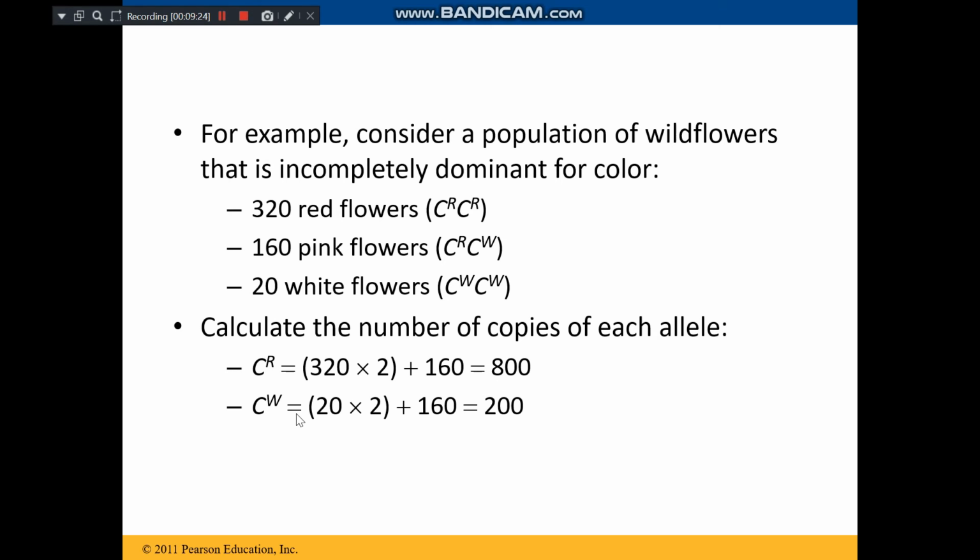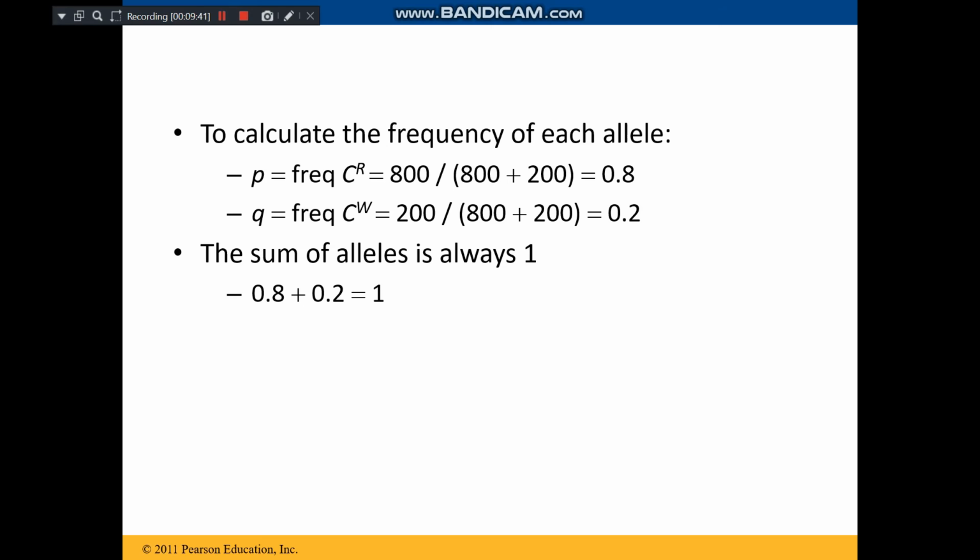For the recessive allele also the calculation is the same: 20 into 2 plus 160 heterozygous, that is 200. So now CR is 800 and CW is 200. Now you calculate the frequency of each allele.